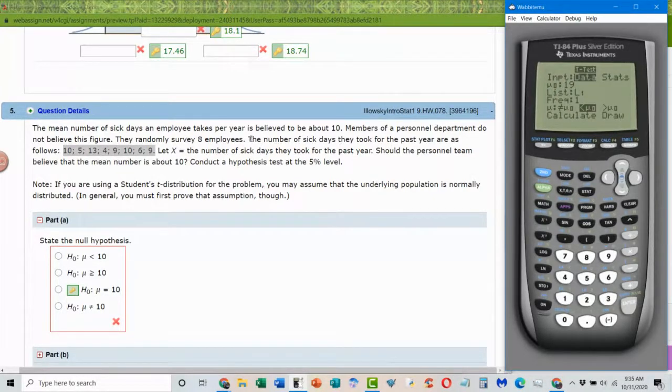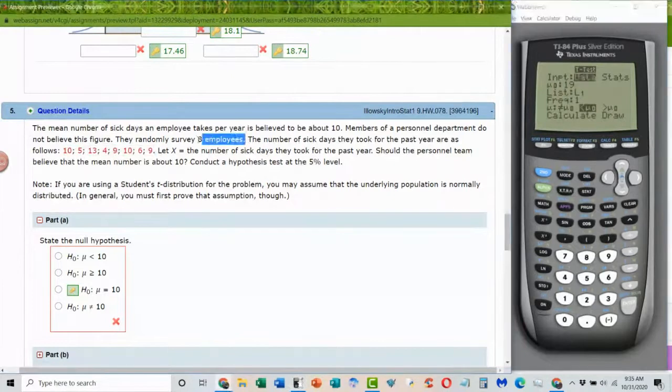So they survey 8 employees. Is this a good enough sample size? We don't know. Probably not. But it all depends upon the size of the company. If there's like 10,000 people, then 8 probably isn't enough. If there's 100 people, that's probably not a bad sample. Or 80 people, you have 10% of your population. That's pretty good, probably. So this may or may not be a good sample size. We have no idea.